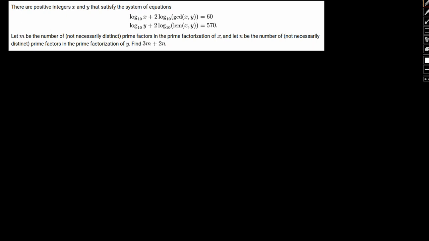Okay. So let m be the number of not necessarily distinct prime factors in the prime factorization of x, and let n be the number of not necessarily distinct prime factors in the prime factorization of y. Therefore find 3m plus 2n. So let's take a look at how we can solve this question.